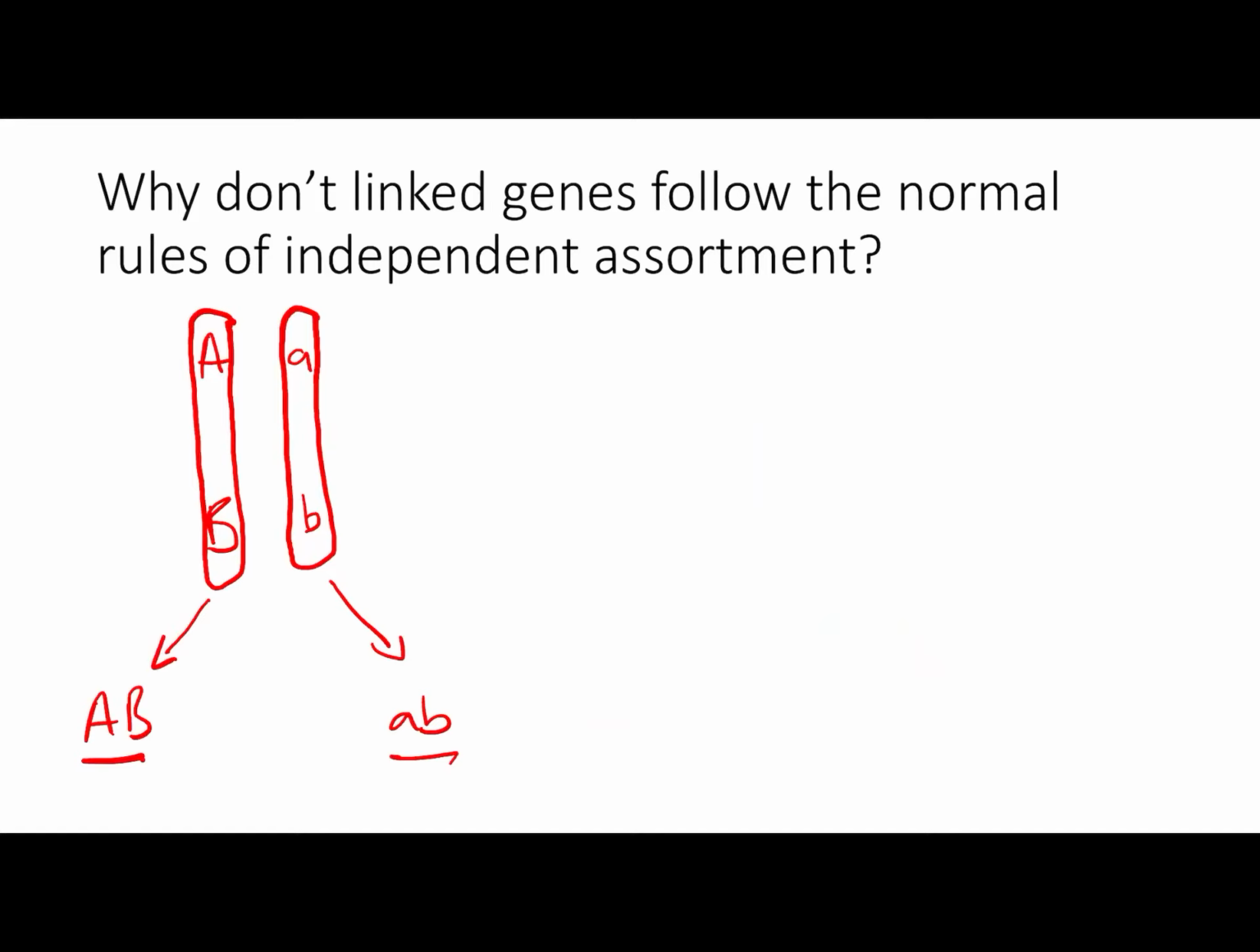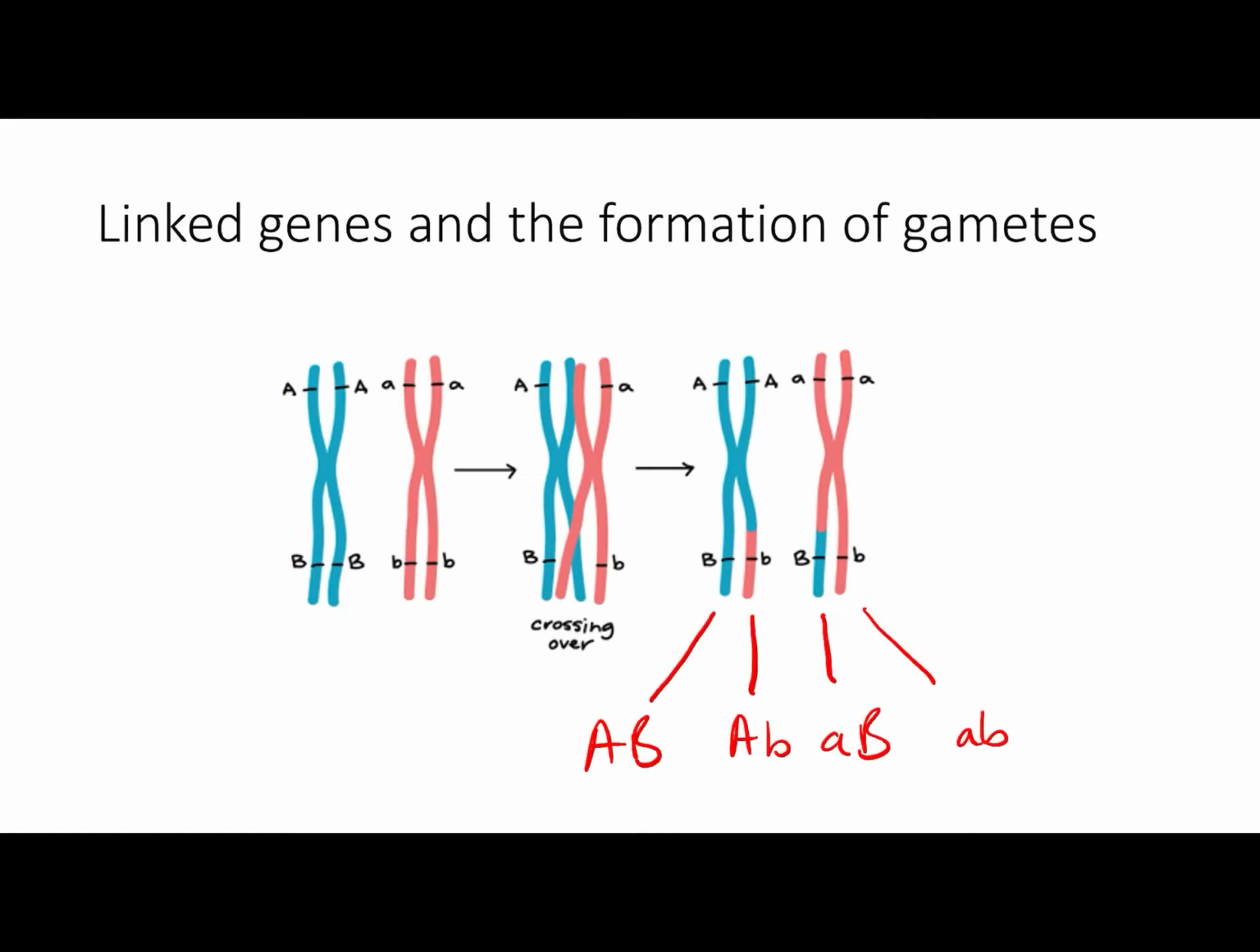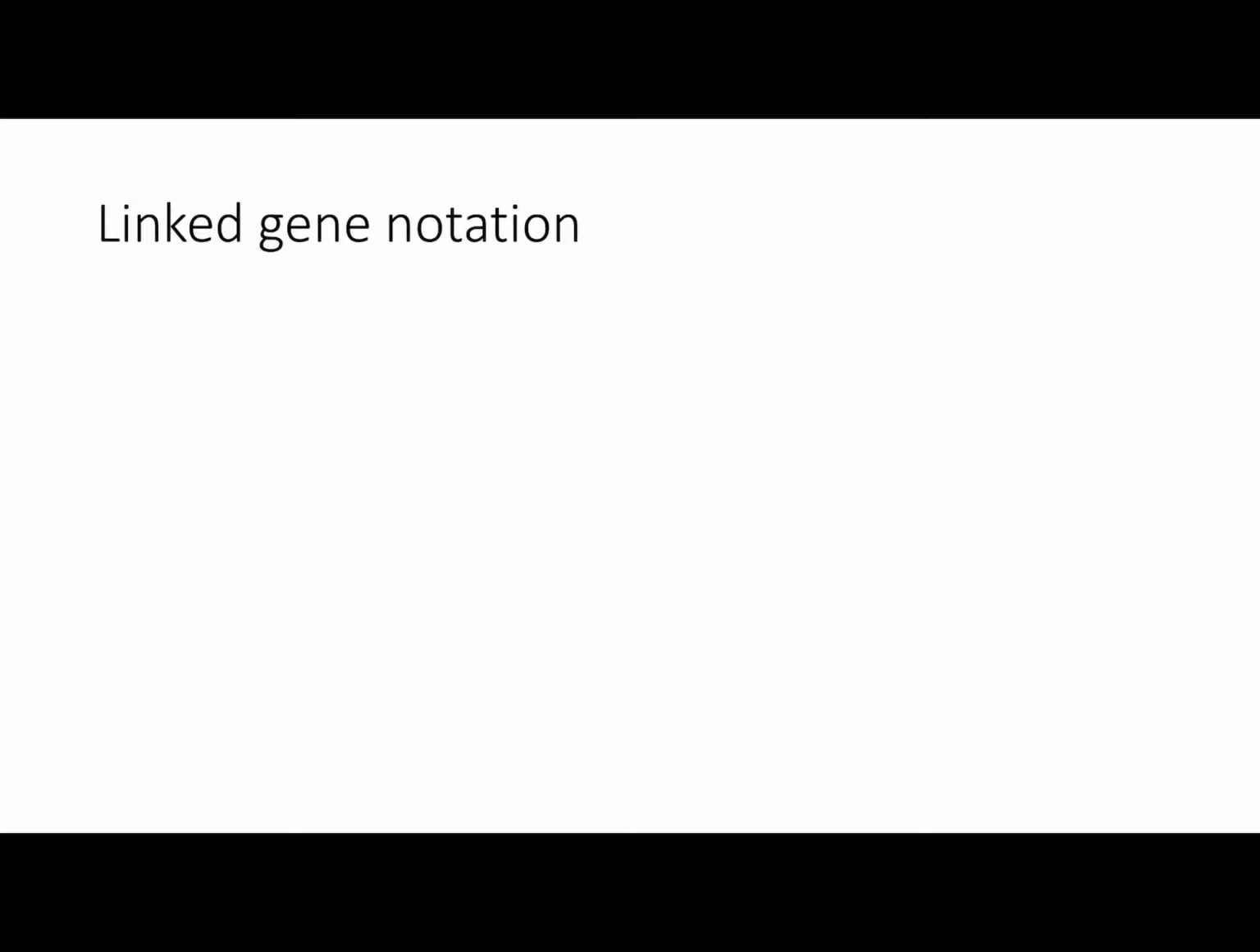So you're going to get a lot more of these 2 gametes than you will of these 2 gametes. There's going to be a lot fewer. You're not going to get even numbers like you would if A and B were on different chromosomes. Okay, so that's how recombinants are formed.